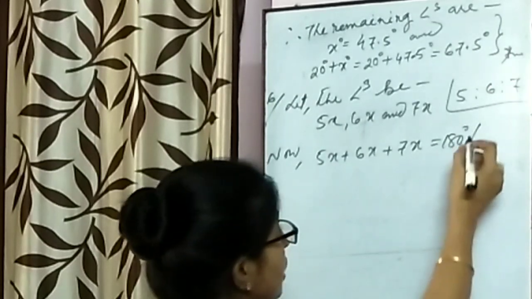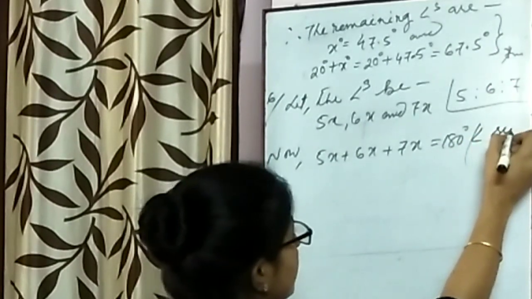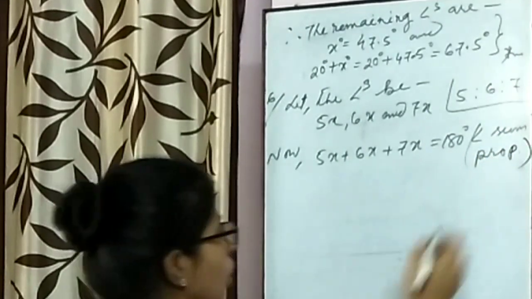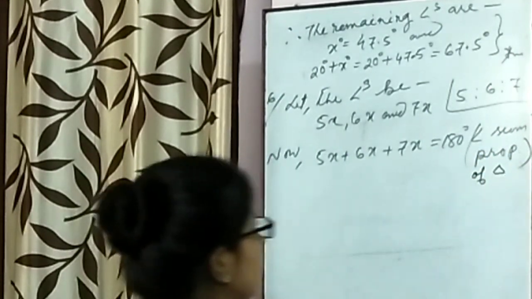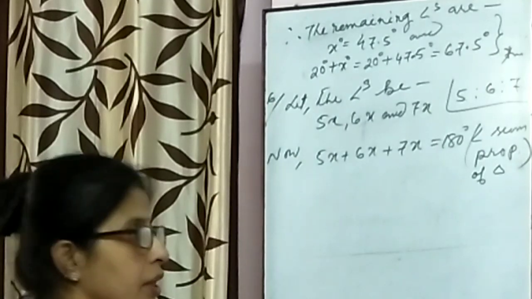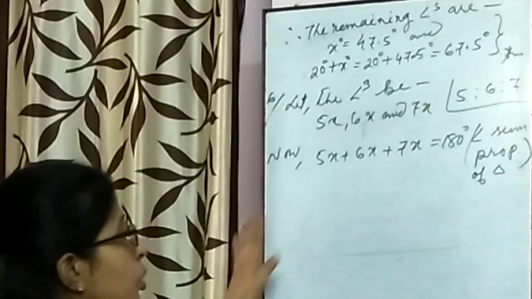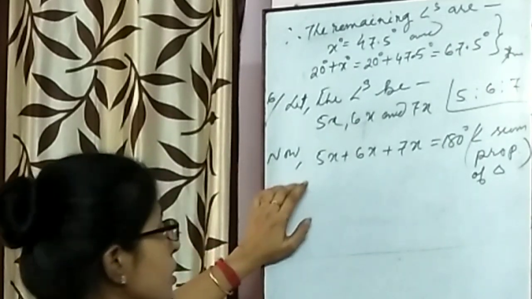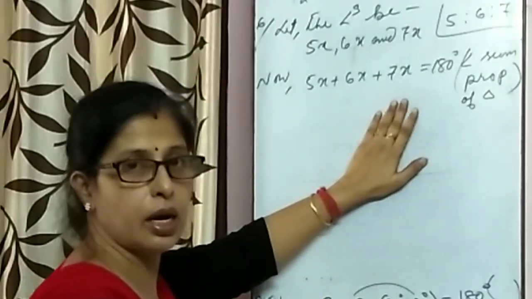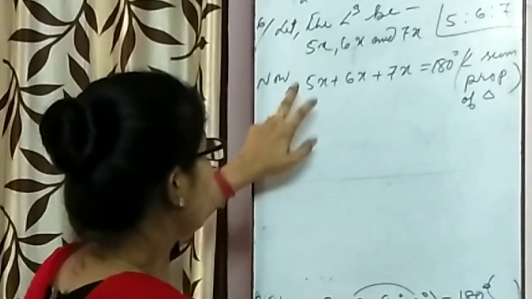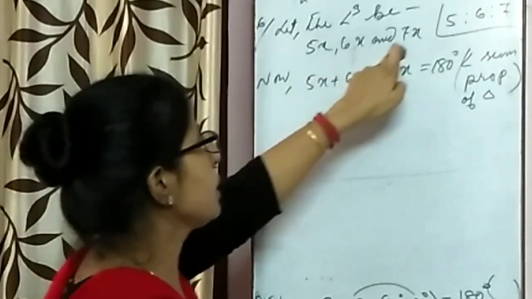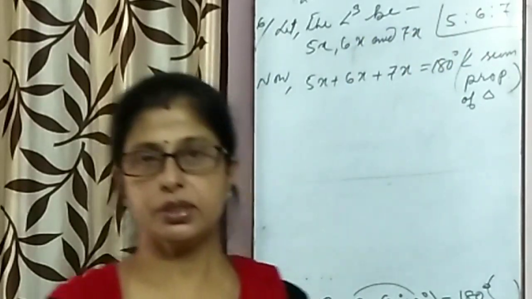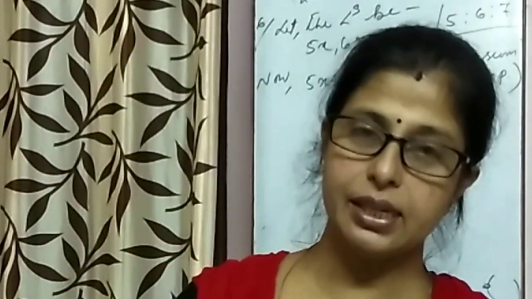Here in both the cases you have to write angle sum property of triangle. Angle sum property of quadrilateral is also there, so we have to mention it's about triangle. Now you get the value of x. After getting x, find out 5x, 6x and 7x separately. And there are many sums. You can do it easily.